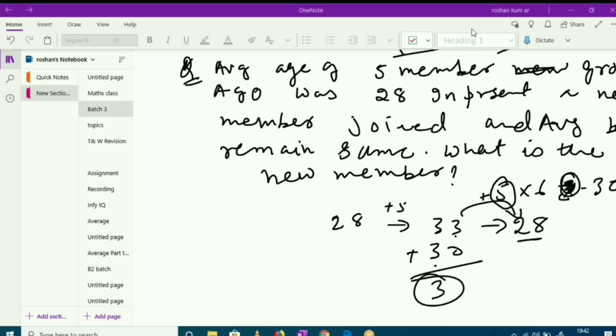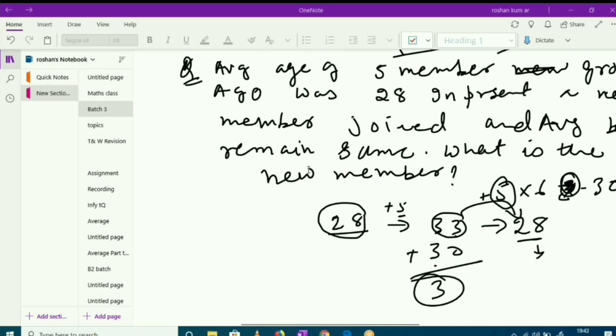So let me tell you, if you have been a part of the discussion before, it says that 28 is the 5 years ago average, so present average has to be 33 for the 5 members. Now one more member joined, 6 members, and because of this 6th member, the average decreased. Decrease means less. How much decrease? The average decreased by 5. Now this 5 decrease, everyone is not responsible for this. Only the person who joined the group is responsible for this.